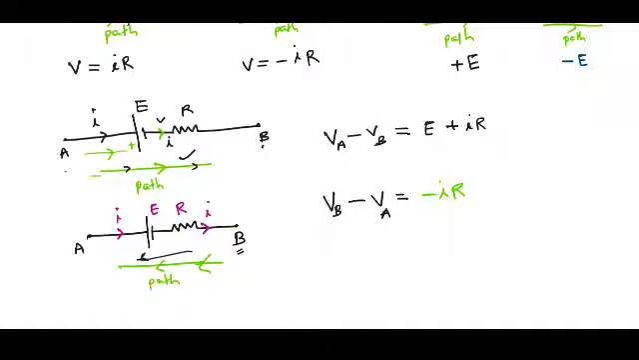And while coming to the left, first we will see the battery whose terminal is negative. Therefore, here I will write minus E. VB minus VA is equal to minus IR minus E.